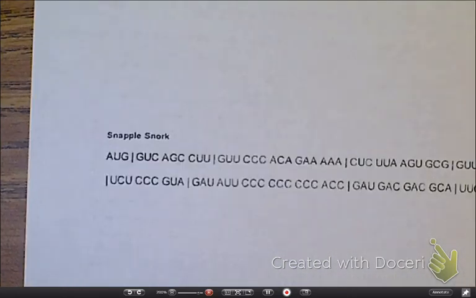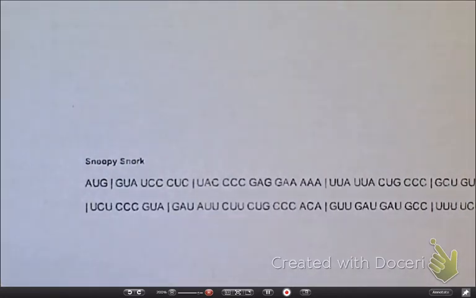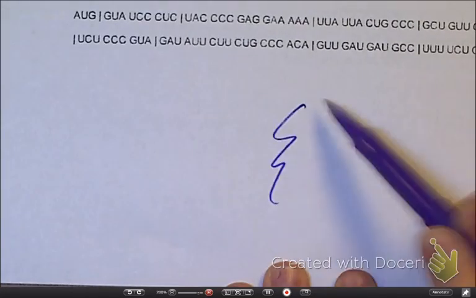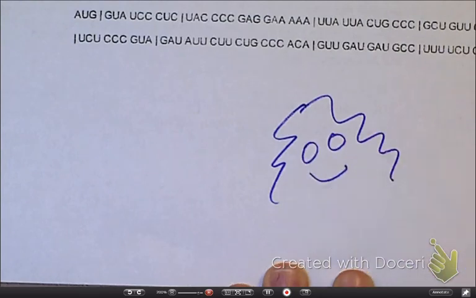And then you have all the ones on the back to do. You could choose between Snuffle Snork, Snapple Snork, or Snoopy Snork. Once you've done your translations and your listing of those traits for 3 of them, pick your favorite one to draw. So if it's hairy, make sure that you draw a very hairy organism. Make sure that you include eyes, and make sure you include what color it is.